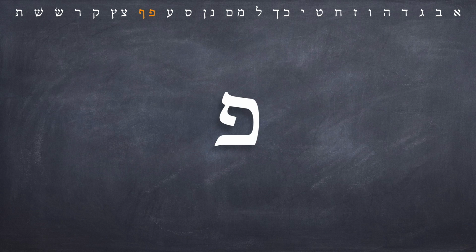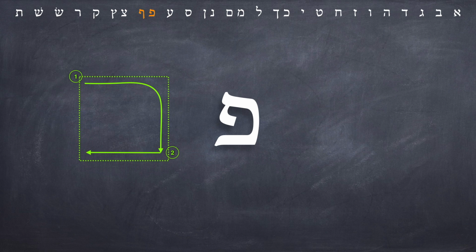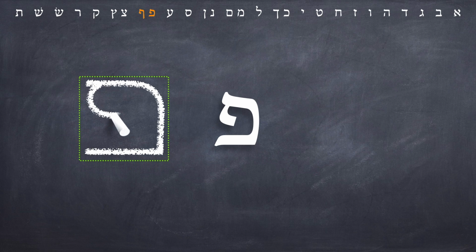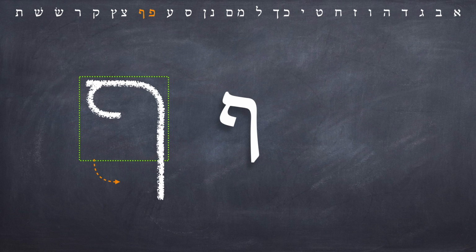Now on to pe. Pe is written with 3 strokes, one that wraps around the right side, a base, and then a hook at the top. Let's write it with chalk. 1, 2, and then that hook, 3. Pe is one of the letters that does have a final form as well, and it's created in the standard way by pivoting the base down below the bottom of the box.